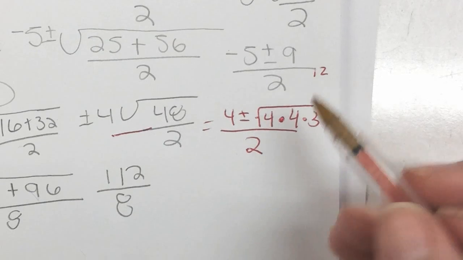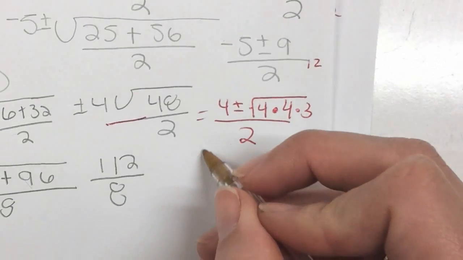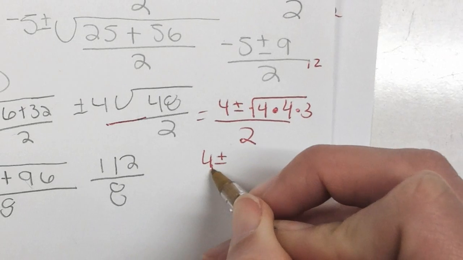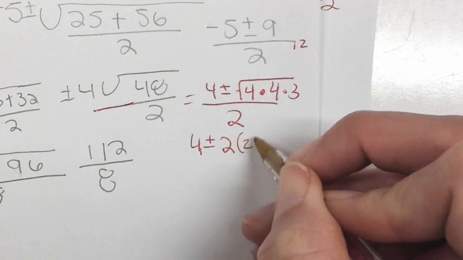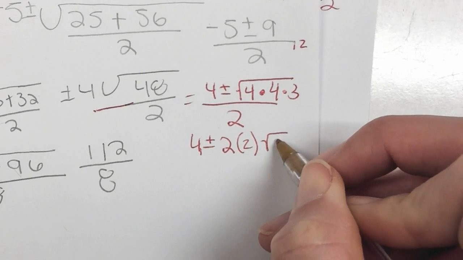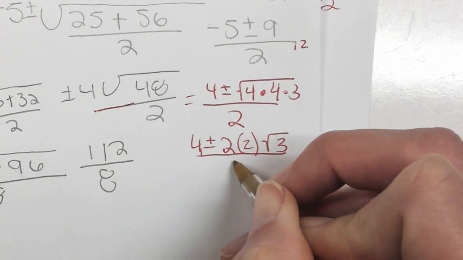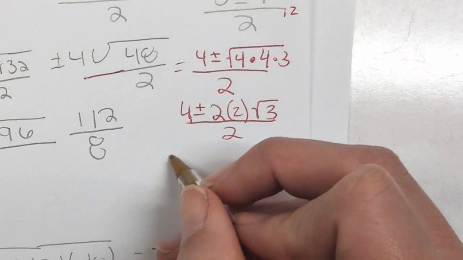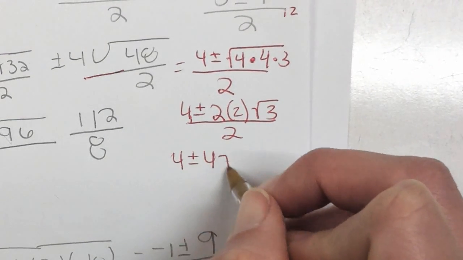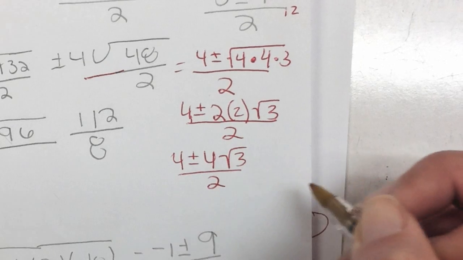Now, what's the square root of 4? 2. Okay. So I'll bring that on the outside. What's the square root of 4 here? I'll bring that on the outside. What has to stay underneath? 3, all over 2. And now let's multiply. This is going to make what? So 4 plus or minus 4 square root of 3 all over 2.